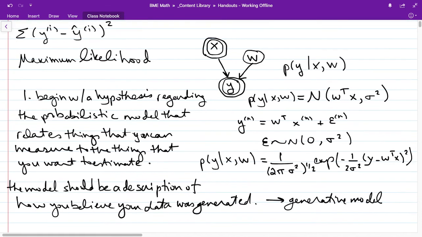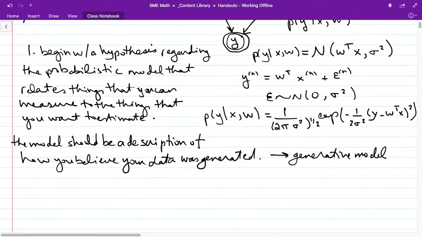So what does that mean? So this here is a generative model. Why? Because it says if I give you X and there exists some W, using this probability distribution, I can give you some data. So I can give you Y if you give me X and W. And using this generative model, I can generate for you data for which then you can fit your model and you can see how it works. So the first step in maximum likelihood is we begin with a hypothesis regarding the probabilistic model that relates things that you can measure to things that you want to estimate.